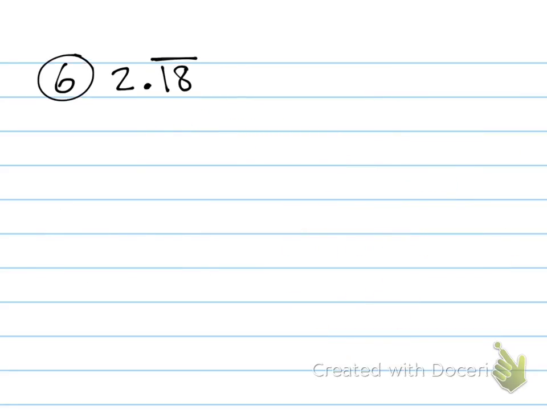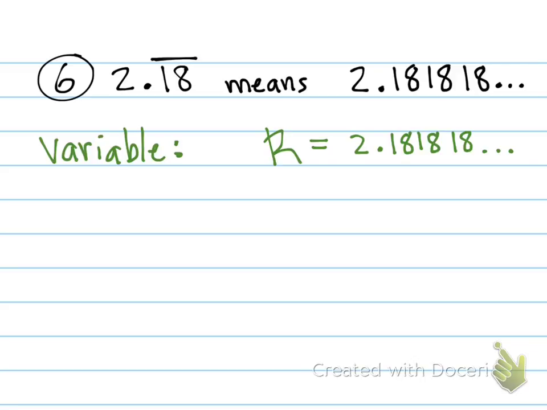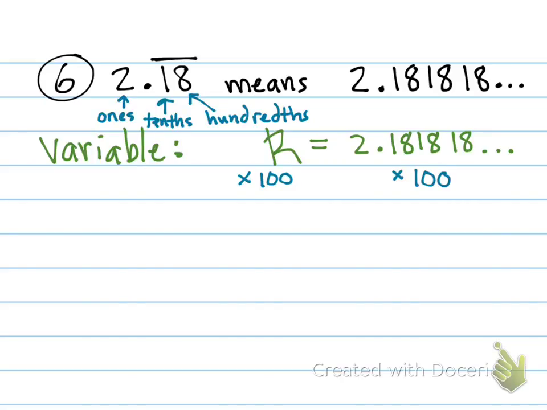We use a similar process when we have more than one repeating digit. If there is a line over 1 and 8 on our decimal, it means that both the 1 and the 8 are repeating digits in the same order. We're going to use a variable to represent our number. In this case, we'll use r to represent the number 2.181818 repeating. Since our repeating digits are in the 100th place, we are going to multiply our number by 100. 100 times r is just 100 r's.